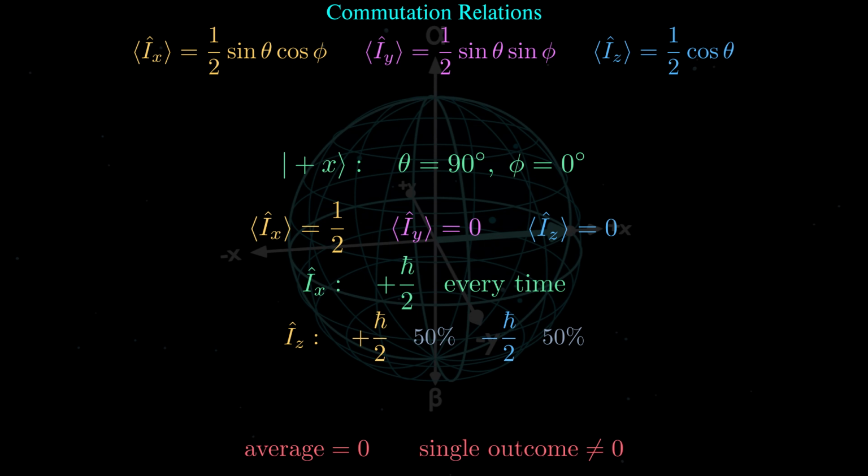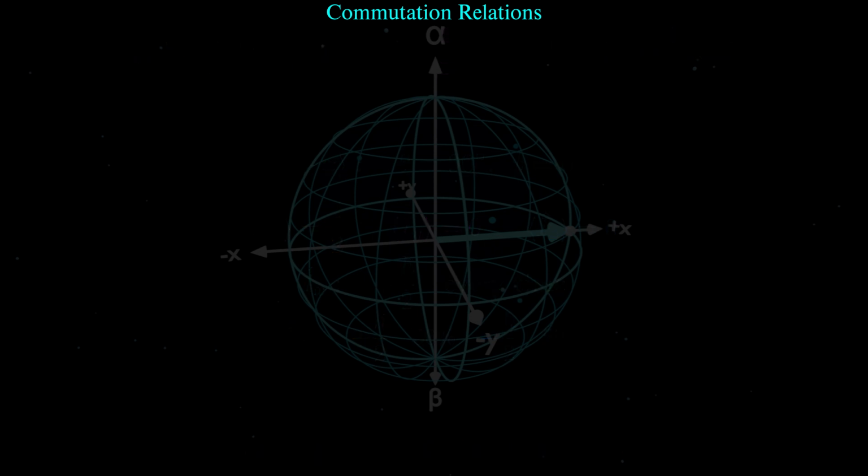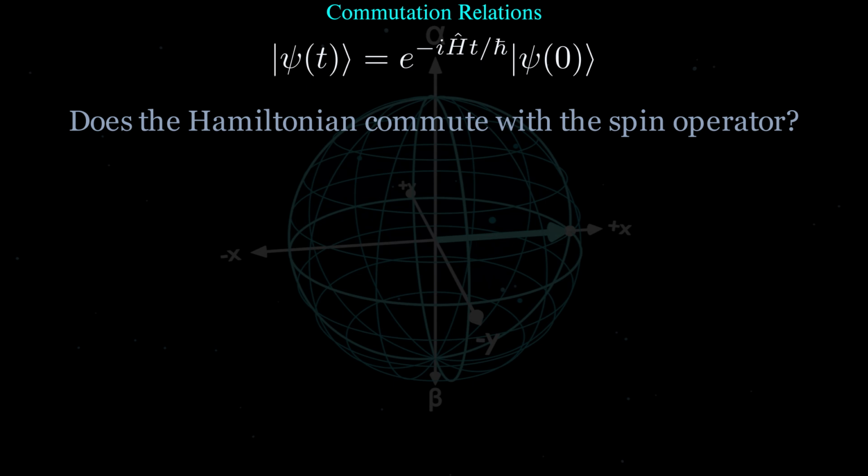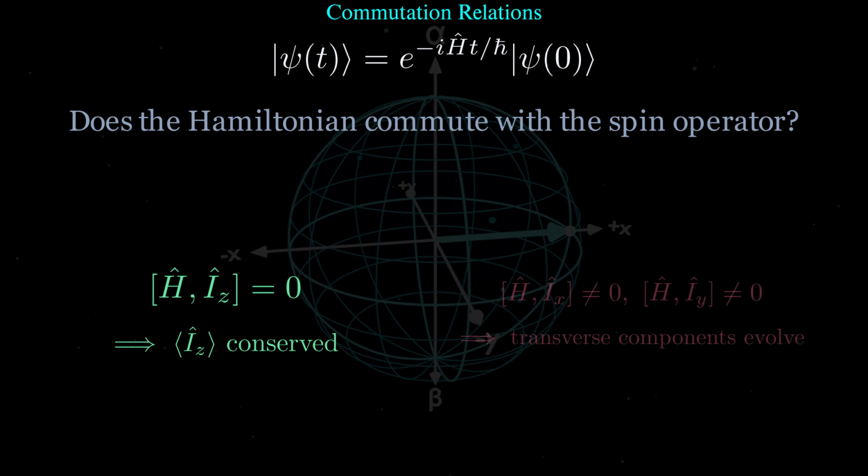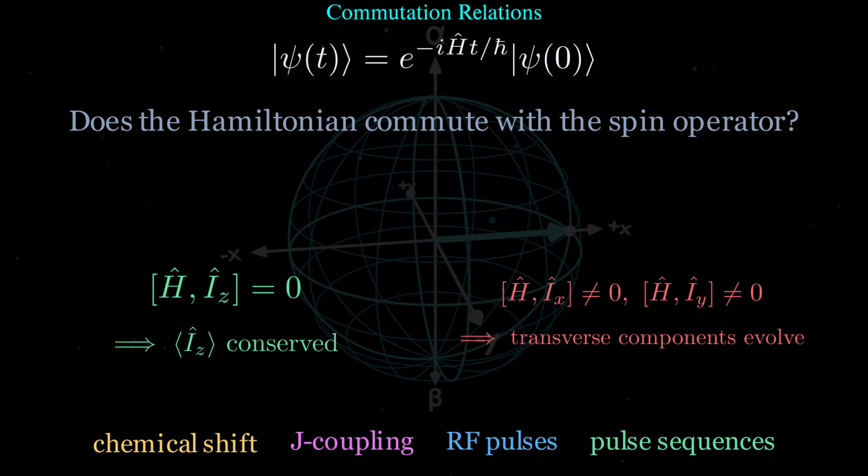Now in NMR, this becomes extremely important because later we will see that spin dynamics is built from operator evolution. When a spin evolves under a very important operator called the Hamiltonian, whether that Hamiltonian commutes with the spin operator determines whether that spin component is conserved or changes in time. For example, if the Hamiltonian commutes with Iz, then the z component of angular momentum is conserved under that evolution. And if the Hamiltonian does not commute with the Ix or the Iy, then the transverse components can either evolve, rotate, or precess. This is exactly the kind of logic that's going to let us understand chemical shift evolution, J-coupling, RF pulses, and eventually pulse sequences.